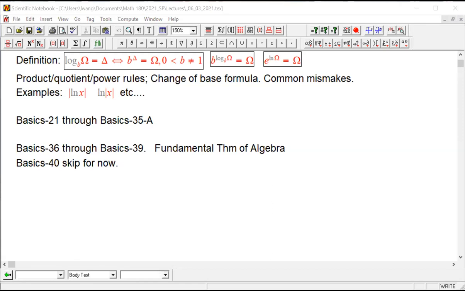More function composition, right? Basic 41. We didn't spend too much time here, because I think you guys know this. Basic 41 through 42. Wait.